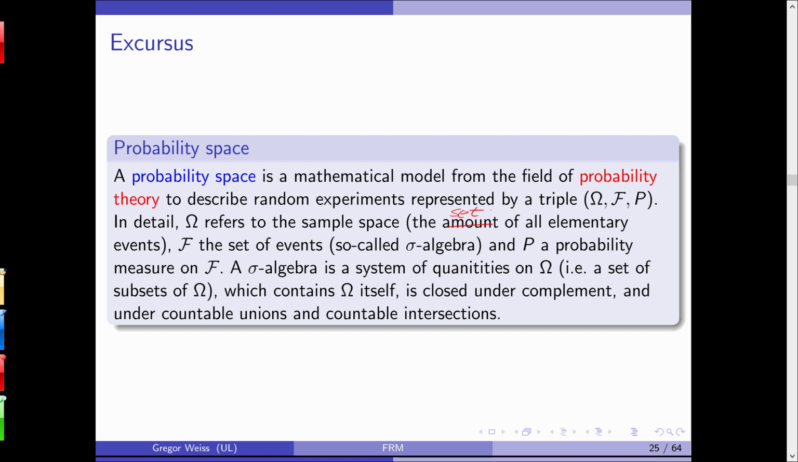F is a so-called sigma algebra. What is a sigma algebra? It's a set of elements on which you can define certain operations. So it's, first of all, a set of events. Same word in German, Ereignisse, and you might remember from your statistics introduction that events are what? They are sets that include a number of elementary events. So for example, {1, 2} is an event.